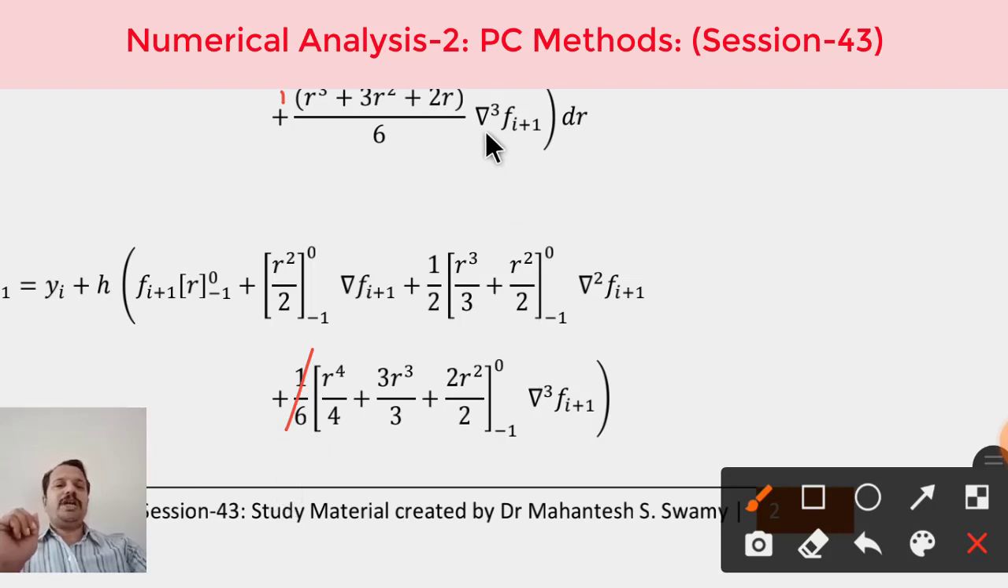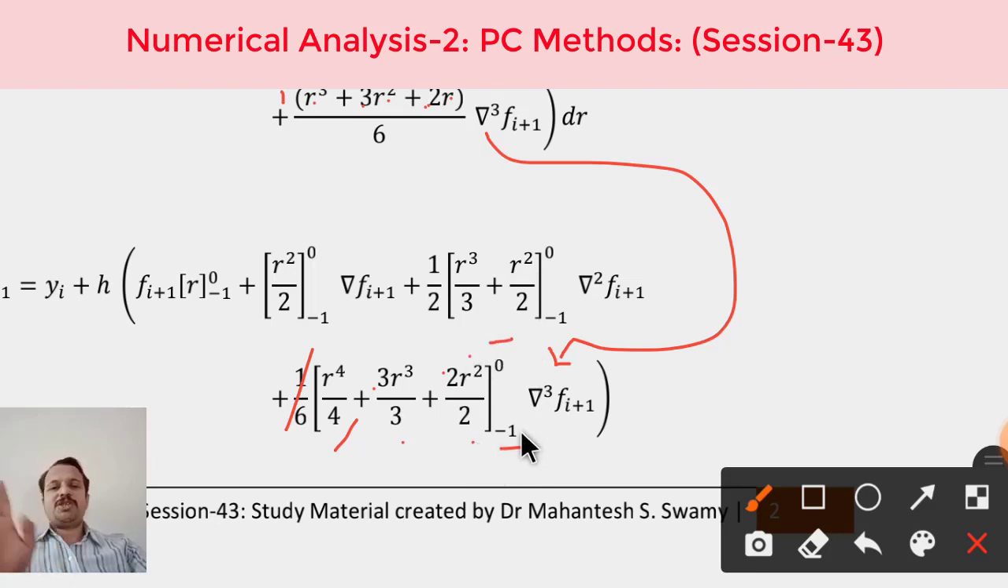Now del cube fi plus 1 is also a constant. Let us keep it outside. Now the only thing we have to integrate is this particular bracket. So integration of r cube is r4 by 4, 3 as it is here. Integration of r square is r cube by 3, 2 as it is. Integration of r is r square by 2. Lower limit is -1, upper limit is 0. So this is also over.